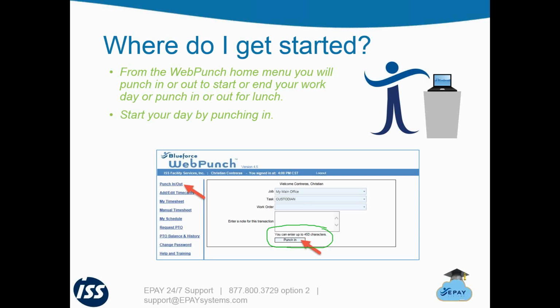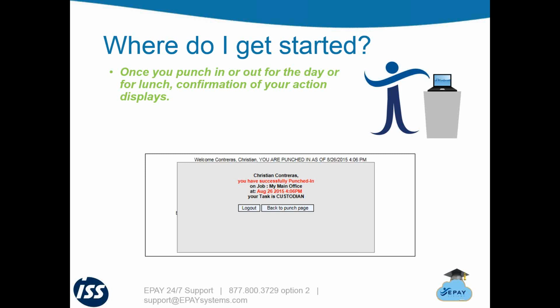And I'll show you that in a little bit more detail momentarily once we get to our demo. Now, once you punch in and out for the day, you're always going to get a confirmation. Every time you do something, you get a confirmation on the screen. Just like you see here, it shows that I actually punched into the job at a certain date and time and what my task was. So this is my receipt, my confirmation that I am on the clock and I am accumulating time where needed.